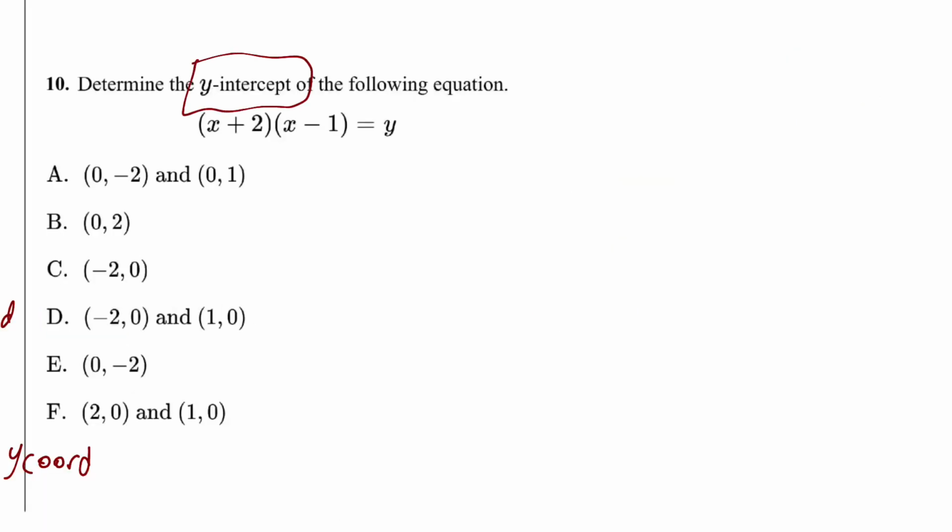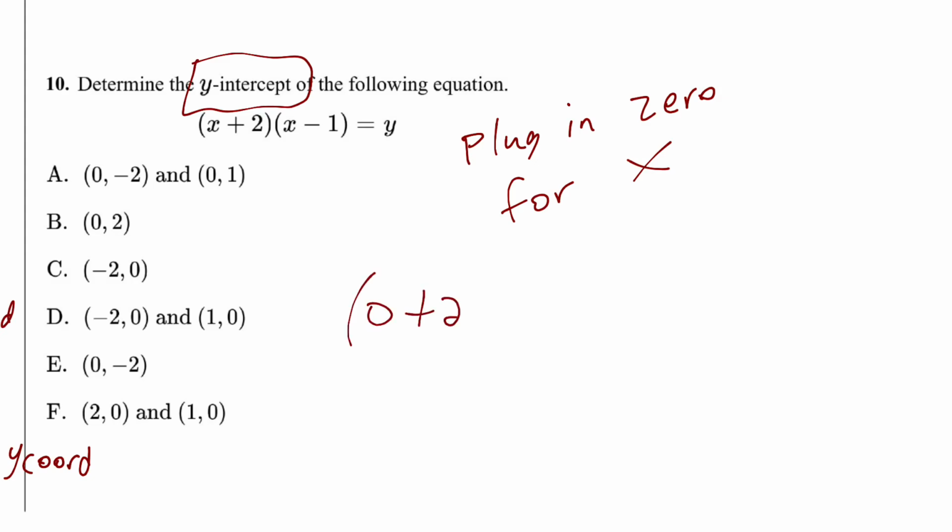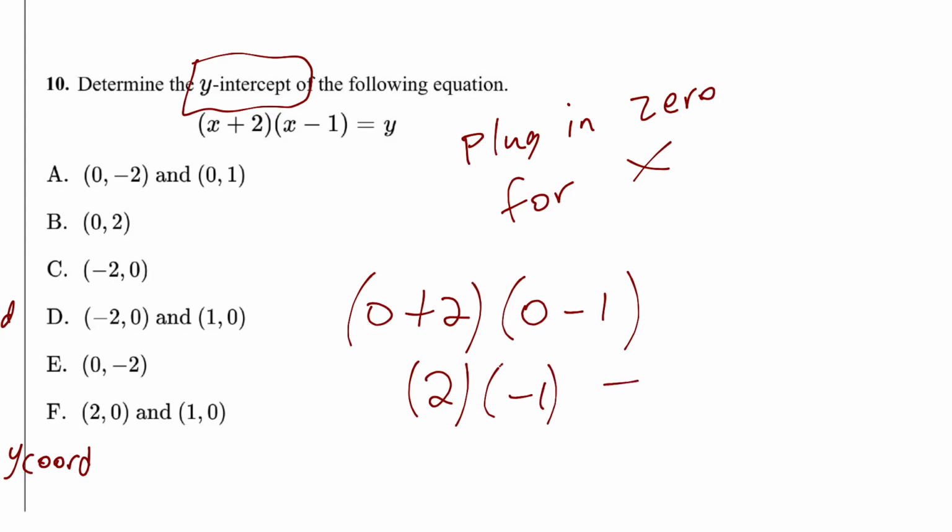For the y-intercept, it's different than the x-intercept. You're going to plug in 0 for x. So this becomes 0 plus 2 times 0 minus 1, which is just 2 times -1, which is just -2. And we want to find where that exists for the y value, because it's our y-intercept.